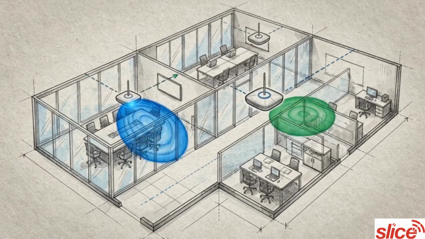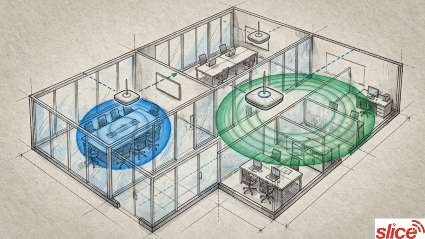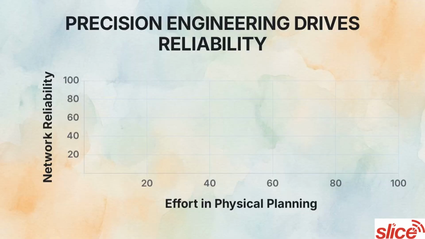Successful coverage depends on matching the specific shape of a radio frequency signal to the unique architectural layout of the space. This chart maps out the trade-off between hardware investment and engineering. On the bottom axis is the effort put into physical planning. The vertical axis shows network reliability.